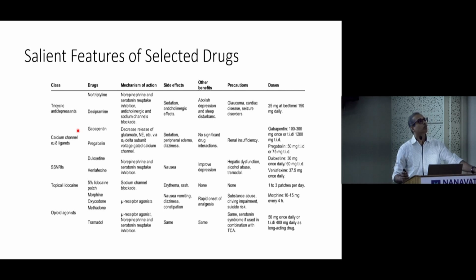Lidocaine patches are used in patients with focal neuropathic pain. Say for example, post-herpetic neuralgia, it works very well. It should be used for 12 hours on and 12 hours off. You can use it for about 3 to 4 weeks.